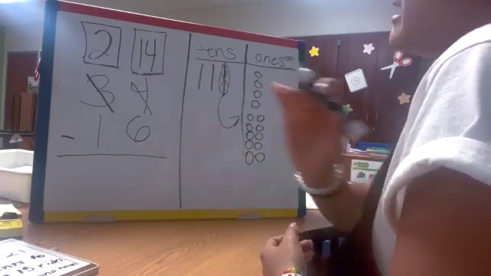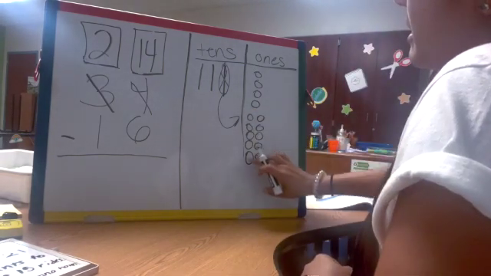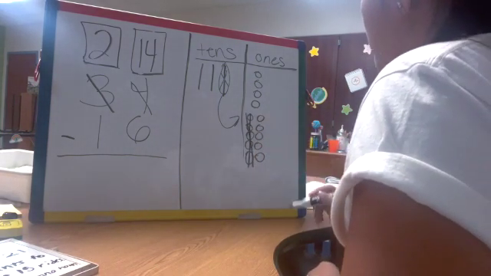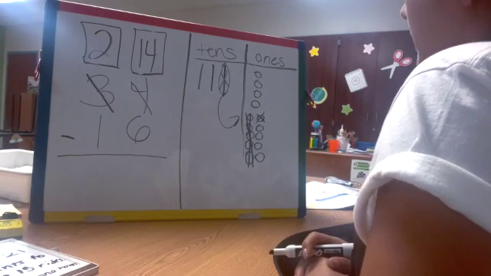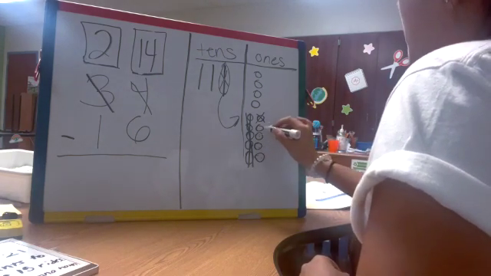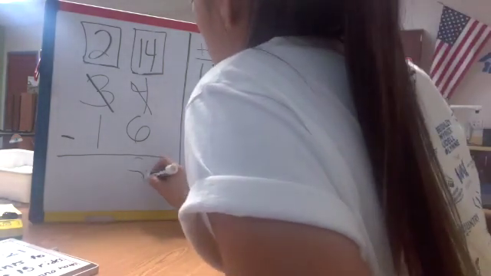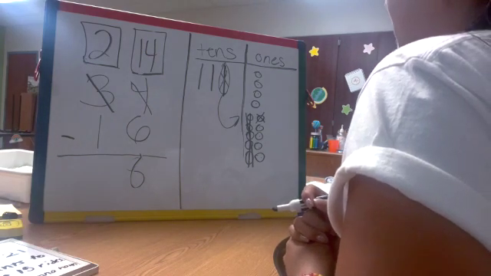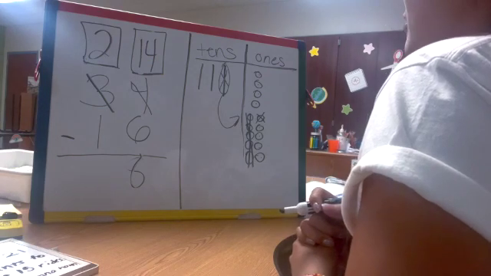14 minus 6. Okay, here we go. 14 minus 6. Well, I know this line here is 5. So I can just take those out. That's 5. And then I'll take 1 more so that I can take away 6. Okay, then I'm just going to add up whatever I have left over. So 1, 2, 3, 4, 5, 6, 7, 8. Okay, so I'm left with 8 ones. So 14 minus 6 is 8. Okay, am I done? No, right. What do I need to do next?